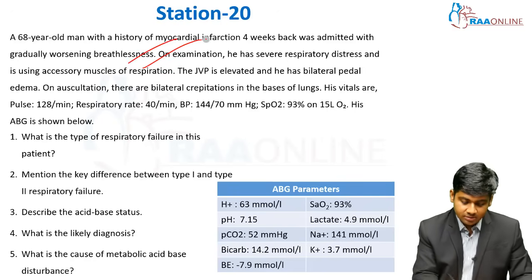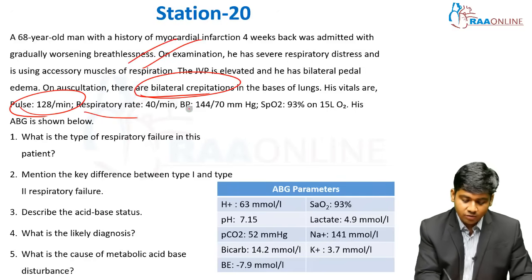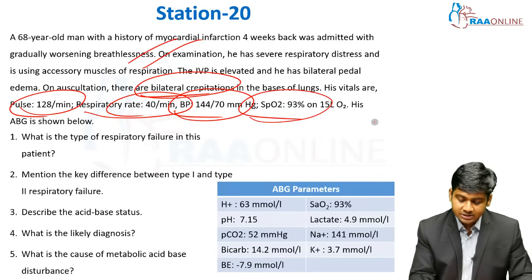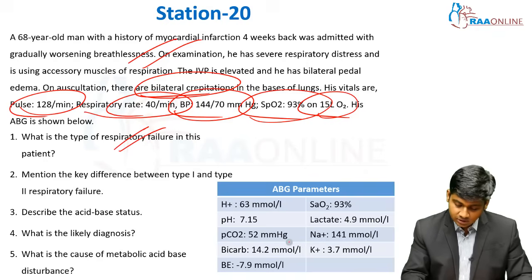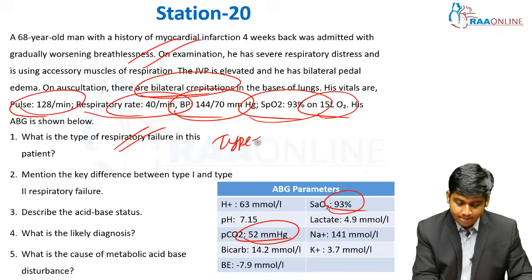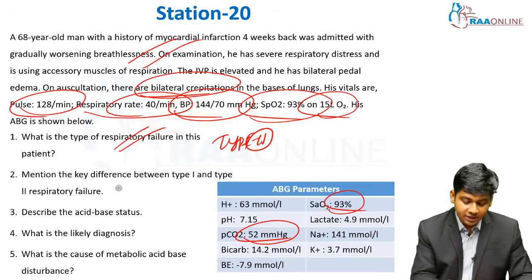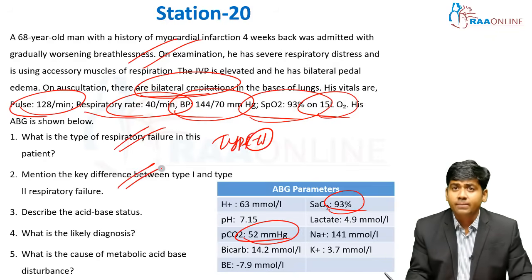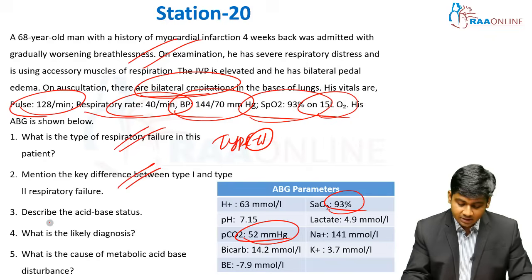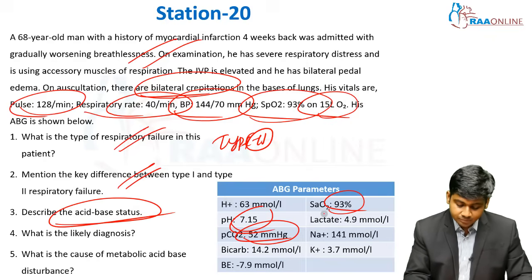Again ABG. Bilateral crepitations, pulse 128, respiratory rate 40, BP 144, saturation 93 on 15 liters of oxygen. Type of respiratory failure? Here you can see PaO2 93, PaCO2 is 52, so it is type 2 respiratory failure. There is both hypoxia and hypercarbia. Mention the key difference between type 1 and type 2. In type 1, there is only hypoxia. In type 2, there will be both hypoxia and hypercarbia. Describe the acid base status here. You can see the pH is 7.1, PCO2 is 52 and the bicarb is around 14. So here the bicarb is decreased, the CO2 is increased and pH is decreased.